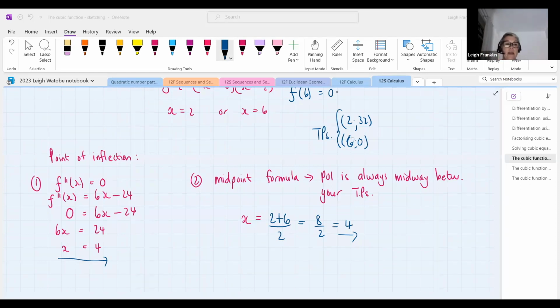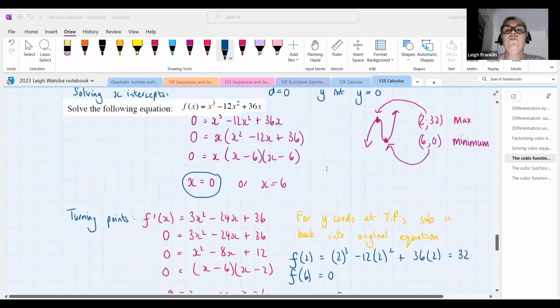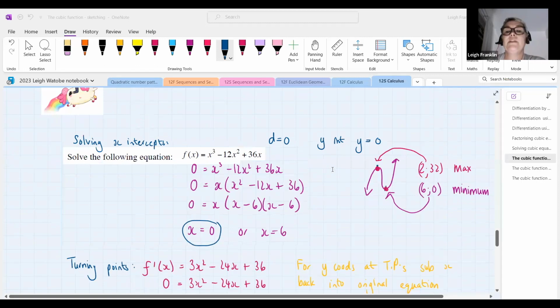It is. Okay, so there are two ways to calculate the x coordinate at your point of inflection. Either you can use the second derivative or you can use the midpoint formula. So both are perfectly acceptable. The y coordinate at the point of inflection never gets asked. It has no relevance for us here. They probably will not ask you to do that, but if they did, you'd sub 4 back into the original.